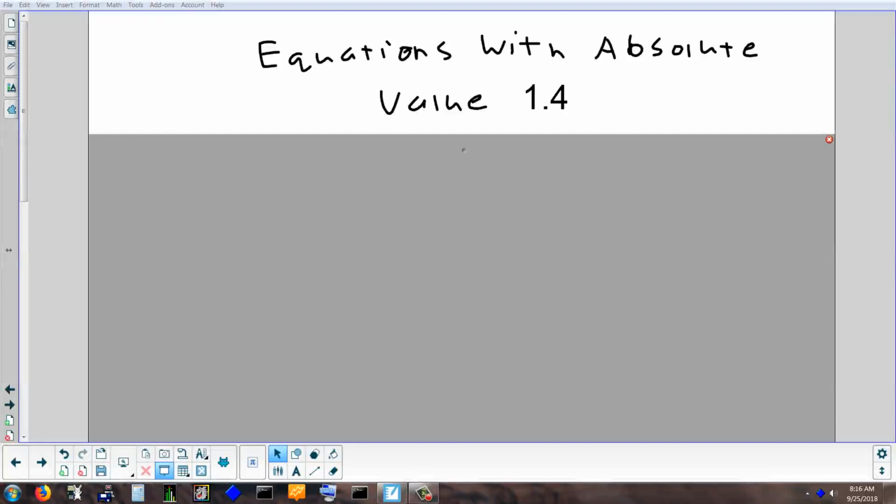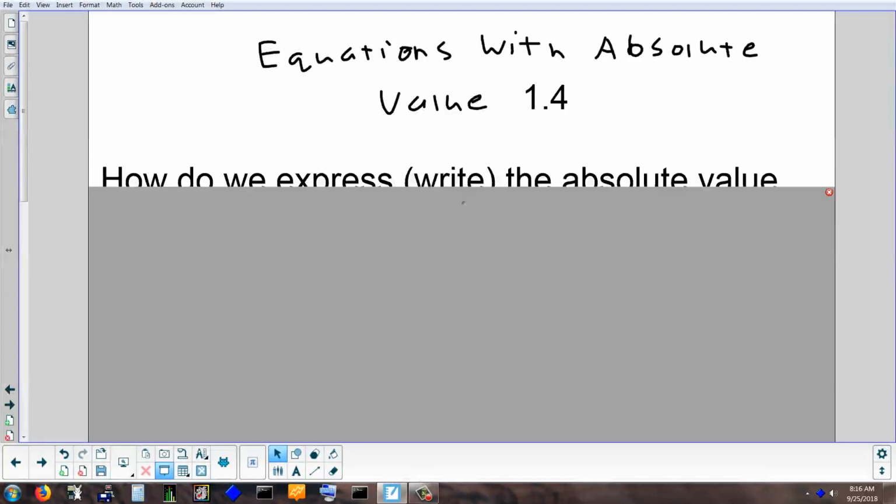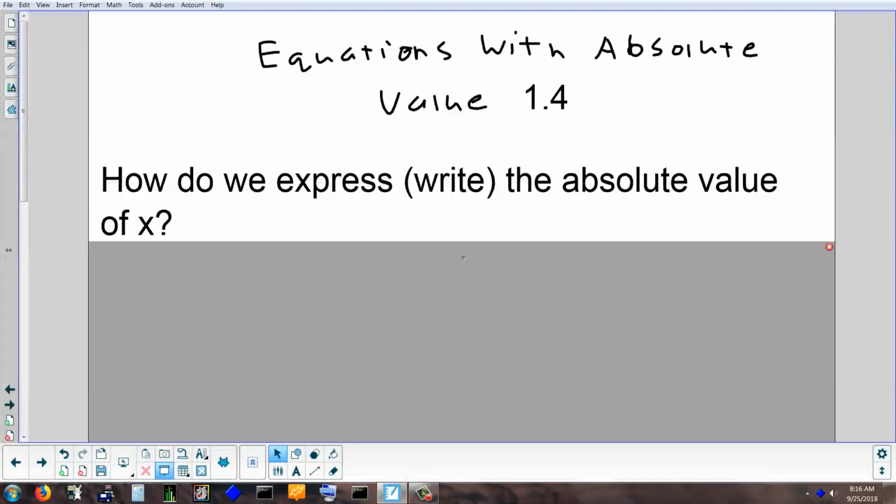All right, so today we're going to look at section 1.4, which is on solving absolute value equations. I don't know if we've talked about absolute value a lot. We might have reviewed it the first day in the survival guide. But did anybody remember the symbol that you use? If we were to write the absolute value of x, what would it look like?